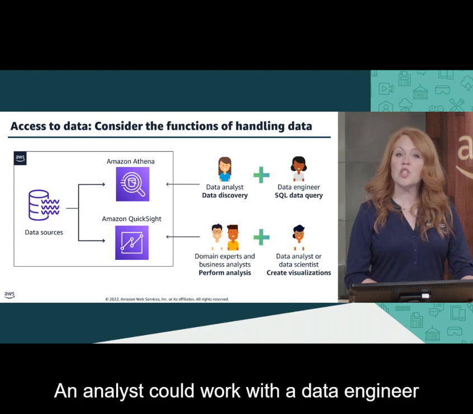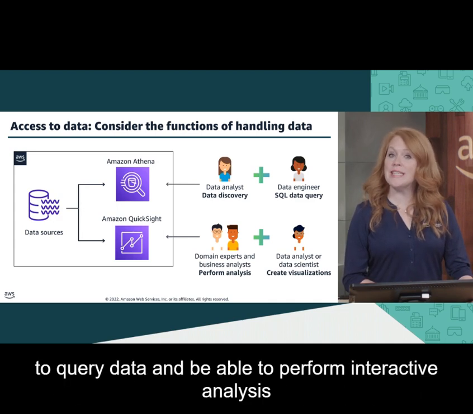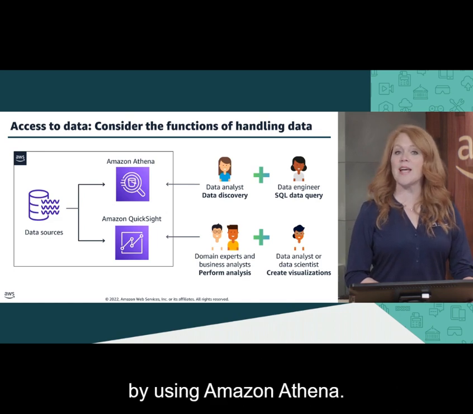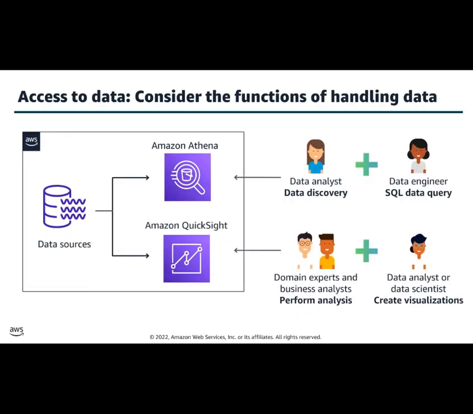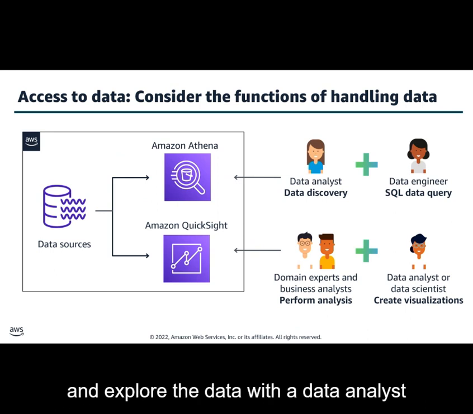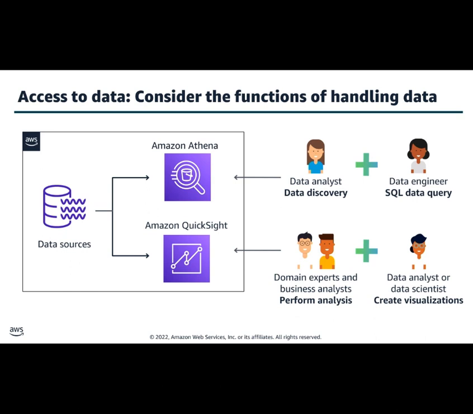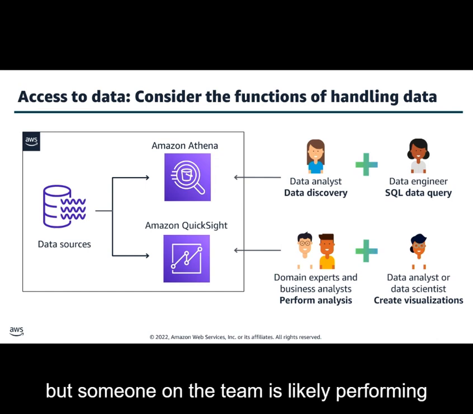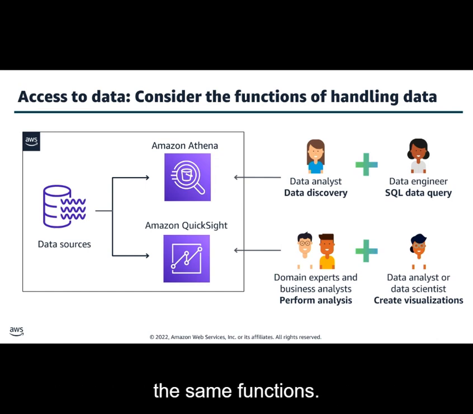An analyst could work with a data engineer to query data and be able to perform interactive analysis by using Amazon Athena. Domain experts and business analysts could ask questions and explore the data with a data analyst or data scientist to create a visualization by using QuickSight. A team might not include the roles with these specific titles shown on this slide, but someone on the team is likely performing the same functions.